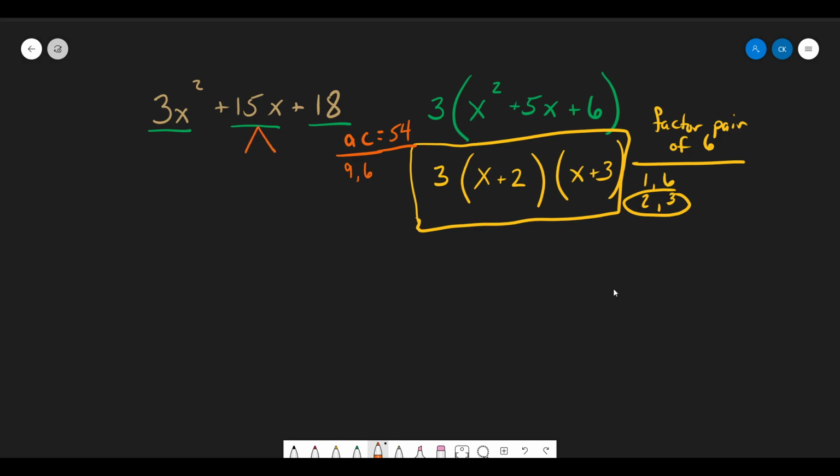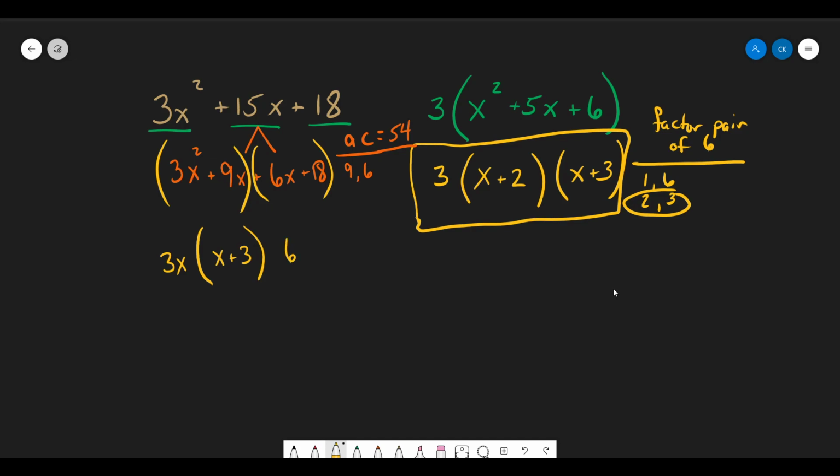So I would split the 15x up into a 9x and a 6x. I would bring the 3x squared down, I would bring the 18 down, and then I would have to factor this by grouping. And I would say, what's the GCF of 3x squared plus 9x? Well, that's going to be 3x. That's going to leave me with an x plus 3. What's the GCF of 6x plus 18? That's going to be 6. And that's going to leave me with x plus 3.